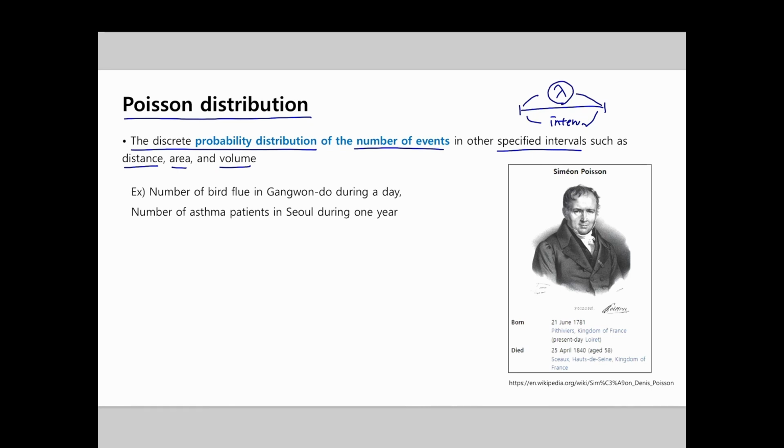For example, it is a probability distribution of the number of bird flu cases in Gangwon-do during a day. Or when you are interested in the probability of the number of asthma patients in Seoul during 1 year, we can use the Poisson distribution. It is named after the French mathematician Simeon Denis Poisson.